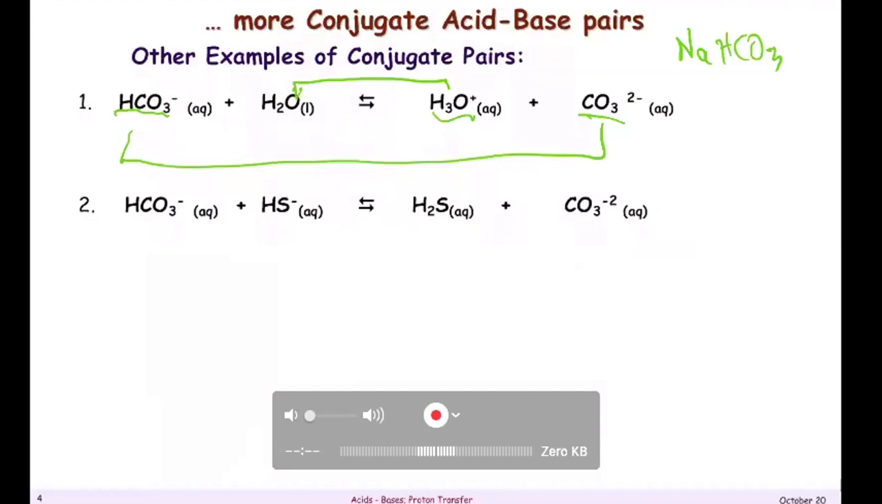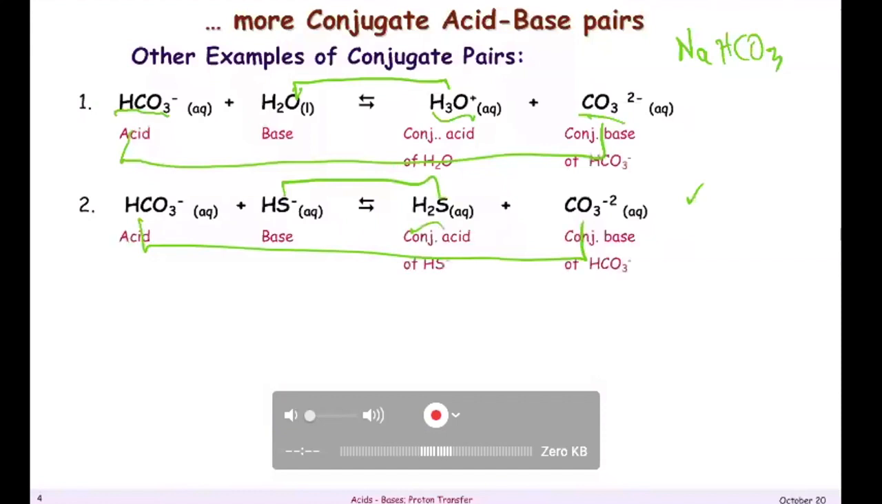But bicarbonate can also react with water by stripping the hydrogen off water, forming carbonic acid and hydroxide. We'll talk about that later. But in this secondary reaction, bicarbonate is going to donate a hydrogen to HS, a hydrogen sulfide ion. It's called bisulfide in this particular case, because it comes from H2S, and now these are the conjugate pairs. So it's easy to recognize conjugate pairs. They differ simply by hydrogen, and you should be able to recognize that.